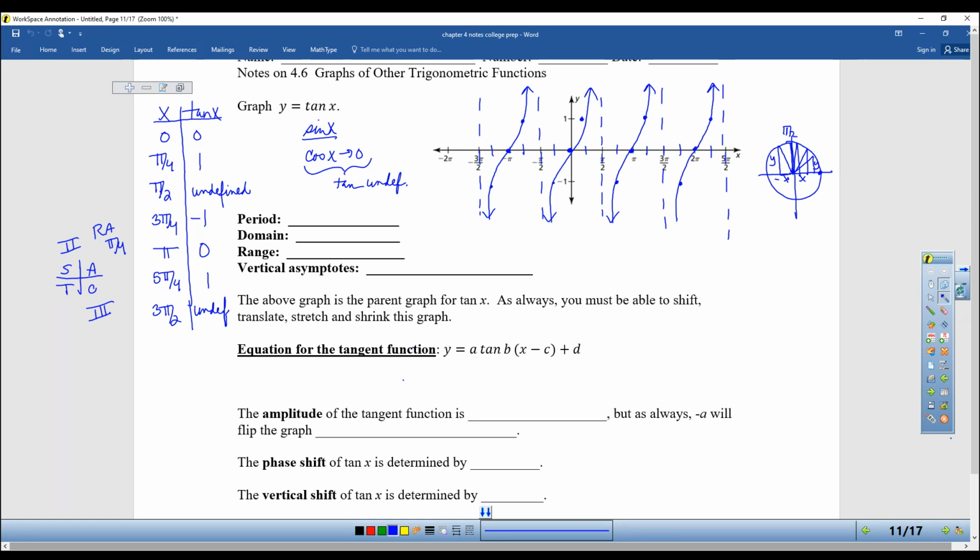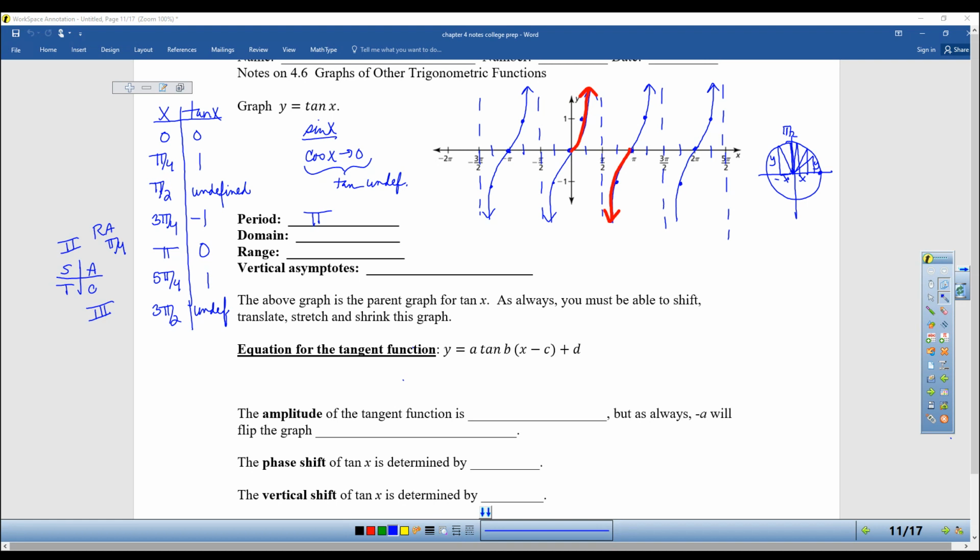What I do want you to do is have this graph either memorized if you're in honors or on your appendix if you're in CP. So the period is going to be pi. A period means how long it takes something to repeat. And it only takes pi for it to repeat. So if you were thinking of it starting at 0, then there's pi halves. And look, by pi, it's already about to start over again. So that's how you know that the period is pi.